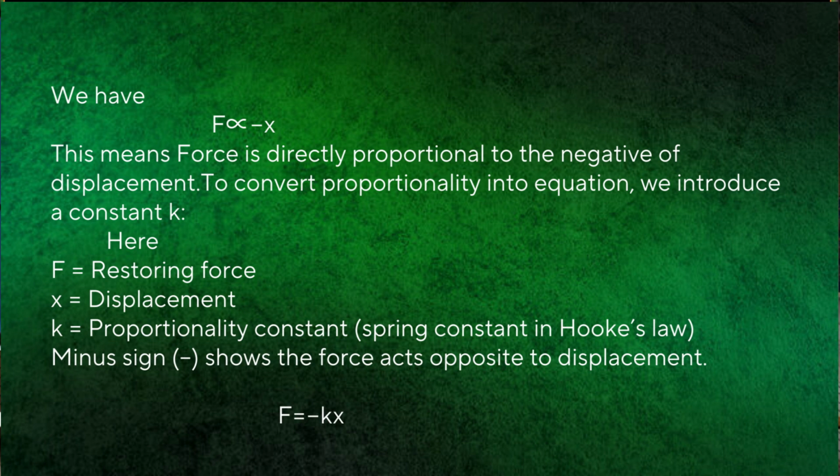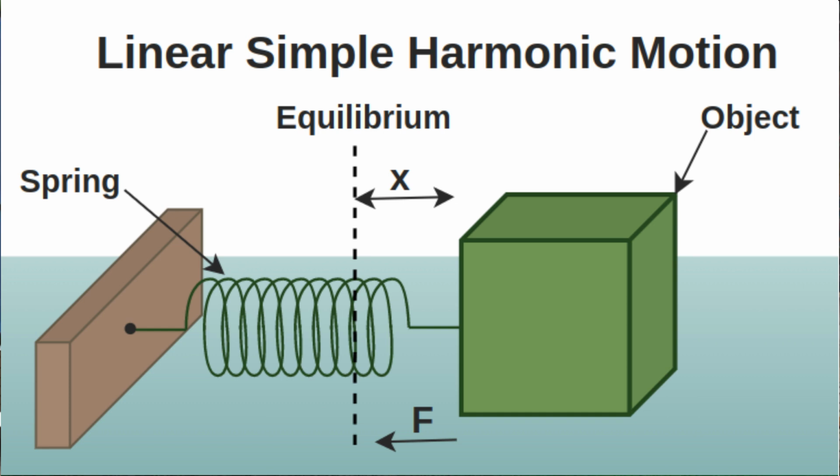To convert proportionality into an equation, we introduce a constant k. Here, F equals restoring force, x equals displacement, k equals proportionality constant, the spring constant in Hooke's law, and the minus sign shows the force acts opposite to displacement. F equals negative kx.